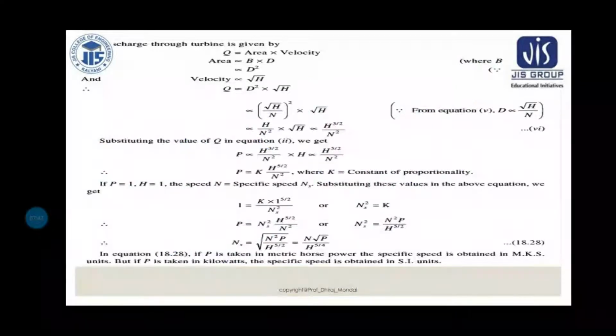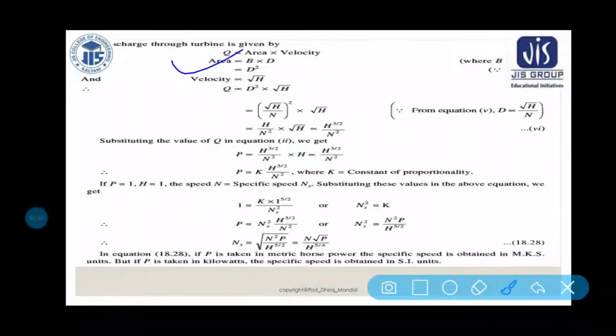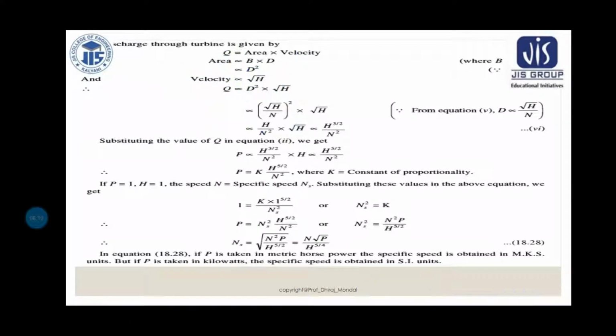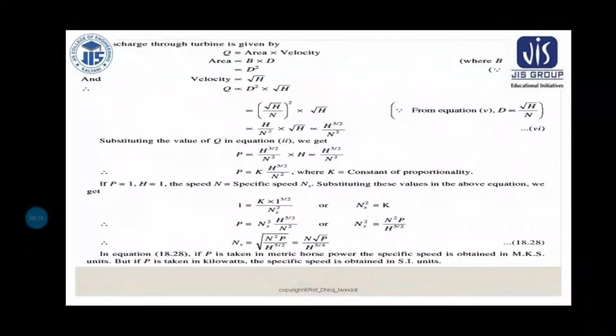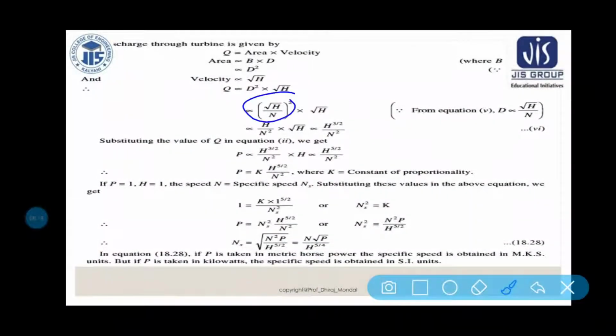Okay, we can write, so area is proportional to b into d, and as b is proportional to d, we can write area proportional to d square, and velocity is proportional to root over h, which you have already seen. So q is proportional to what? Area into velocity, and area is proportional to d square, and velocity proportional to root over h. Now put the value of d. We know that in the last slide we have seen the value of d is root over h by n. So put the value of d, that is root over h by n, the whole square, into root over h. So ultimately the equation is coming h to the power 3 by 2 by n square. So I think it is clear.